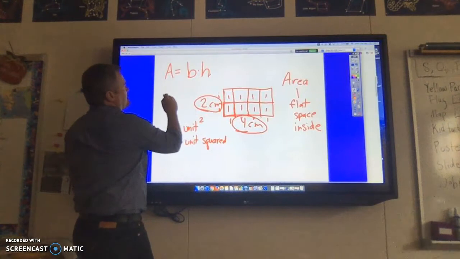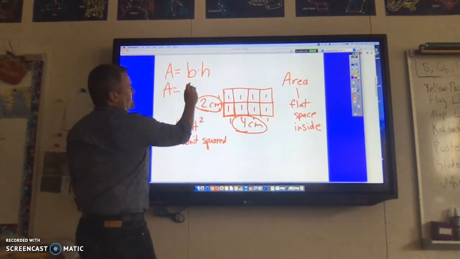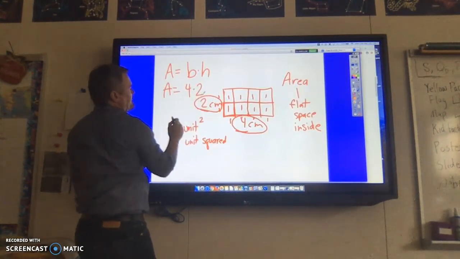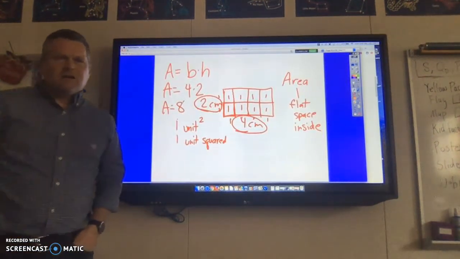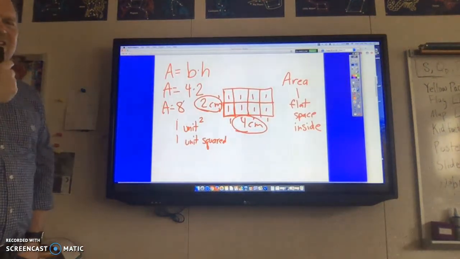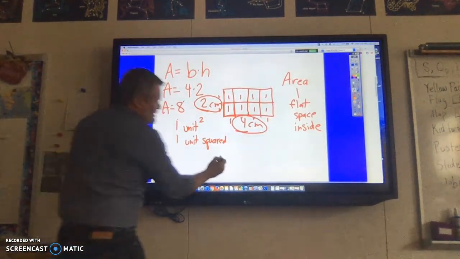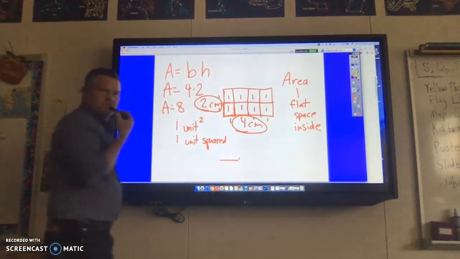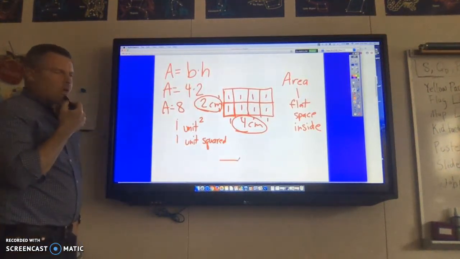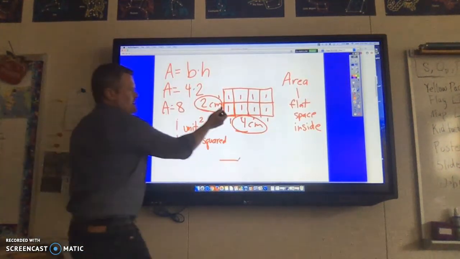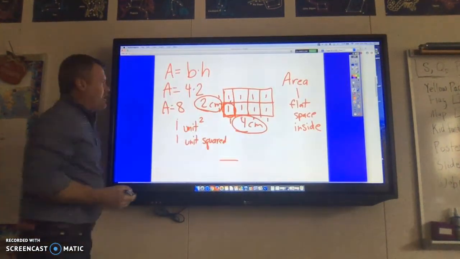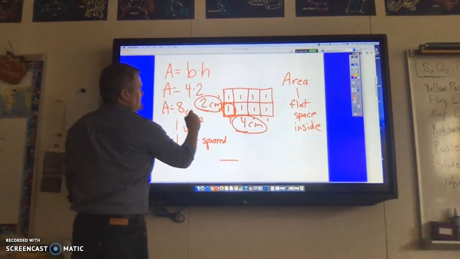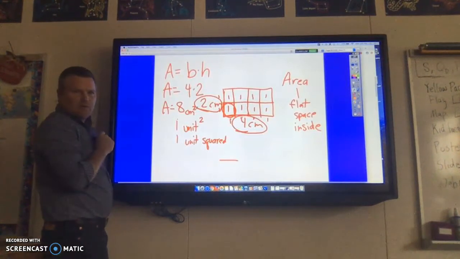So in this case, I would go area equals 4 for the base times 2 for the height, and area would equal 8. Now wait, 8 what? Oh, we can't say centimeters. 8 centimeters is a line like this. So what is 8 what? 8 squares. So we're going to have to call these centimeters squared. We're going to put a little 2 up there.